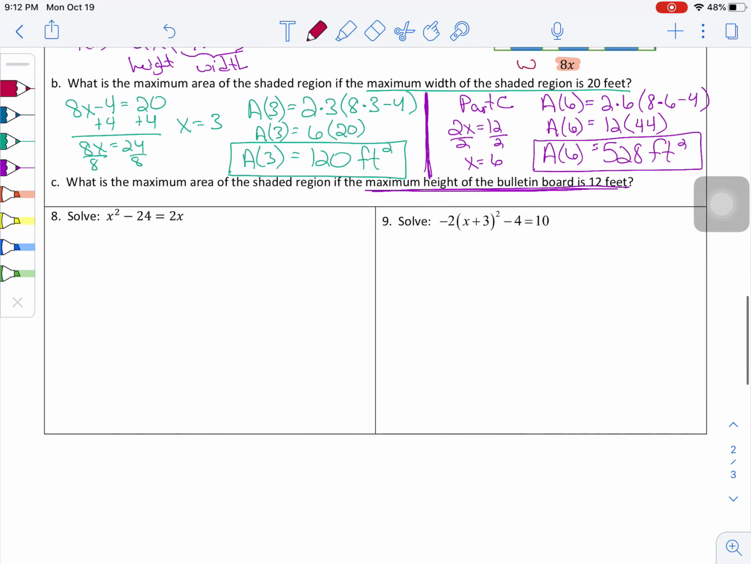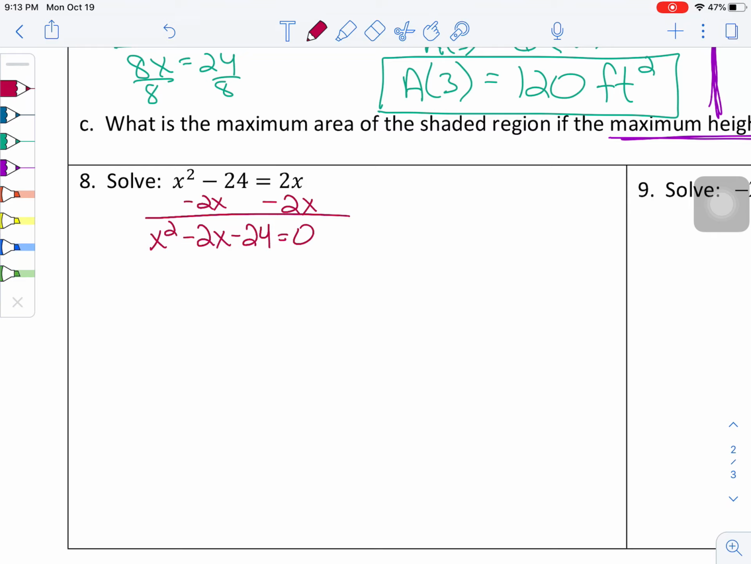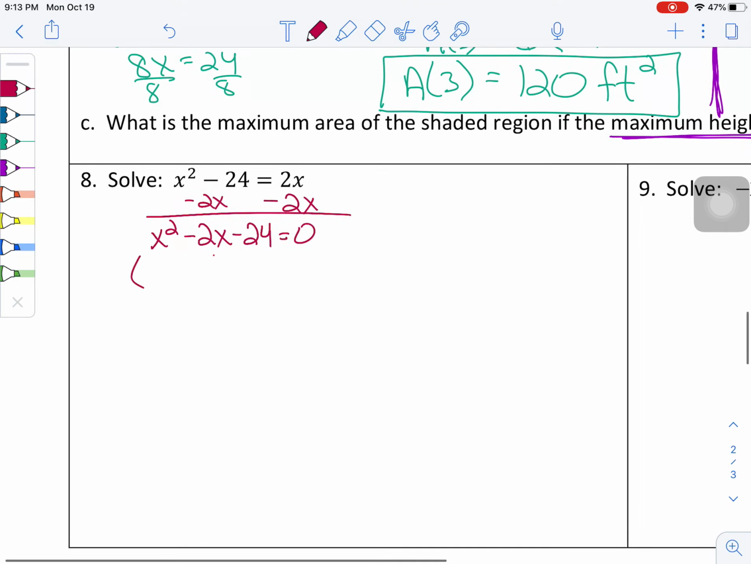Question number 8 and question number 9, you're asked to solve. These are both quadratics, and so I'm going to solve the first one here. I'm going to put it in standard form. So minus 2x on both sides. So x squared, and I'm going to put this in descending order. We've talked about that now with the quadratics and also with higher degree functions. So x squared, then the x, then the constant, make it equal to 0. I'm going to factor this. So what multiplies to negative 24 and adds up to -2? How about a -6 and a +4? -6 times 4 is -24. -6 plus 4 is -2.